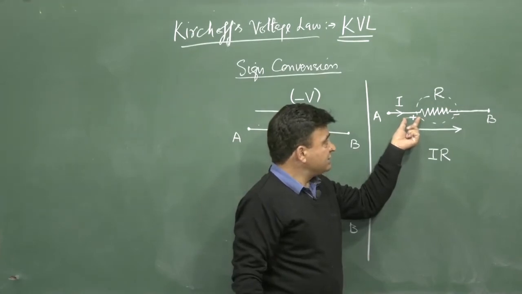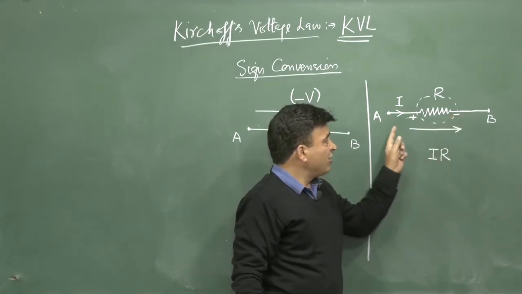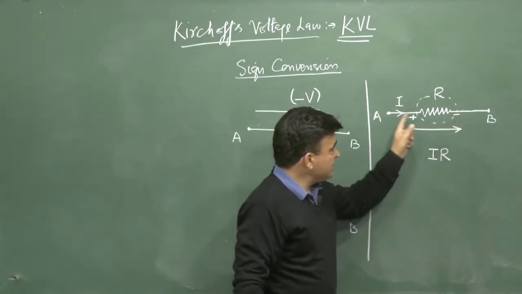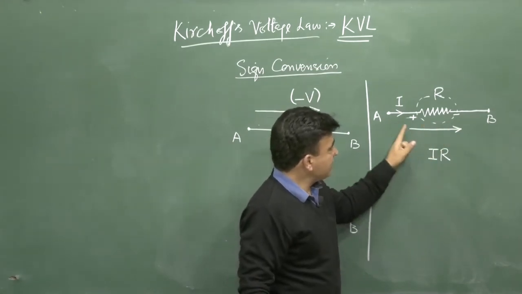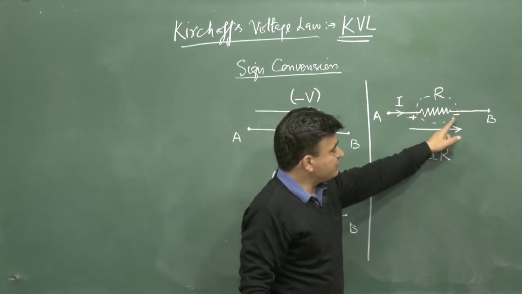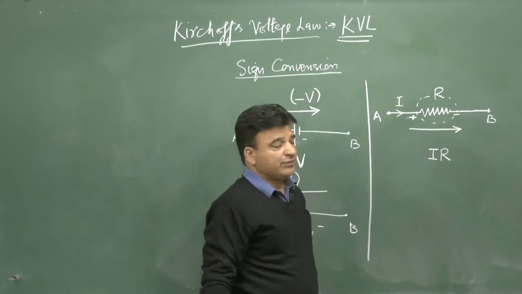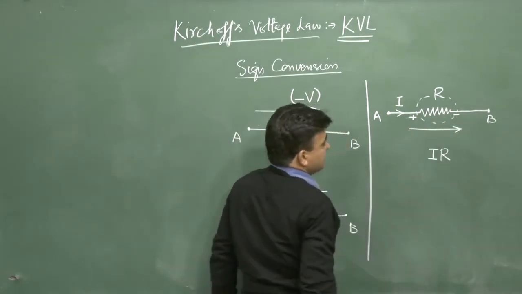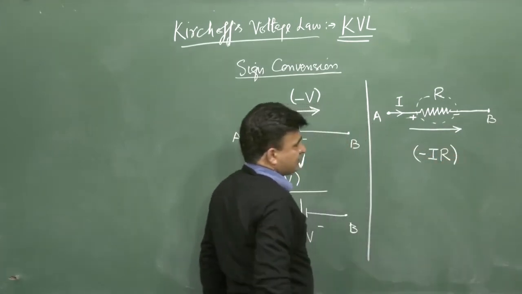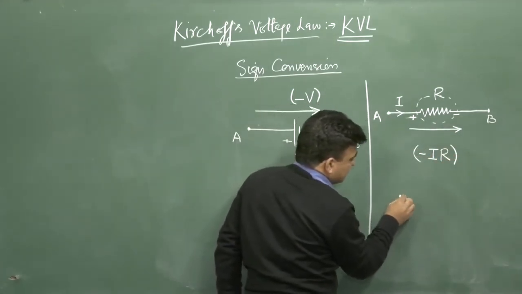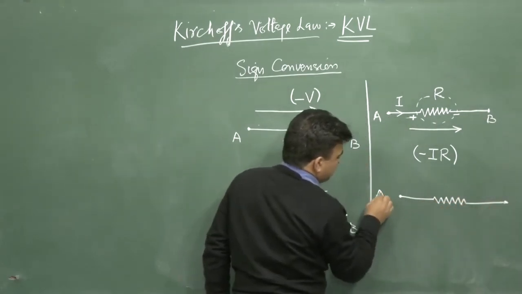Here, if this is positive, higher potential, and this is negative, lower potential, we are moving from A to B, that means in the direction of current. When we are moving from A to B in the direction of current, there is a voltage drop. We are going in the direction of decreasing potential. So if we are going in the direction of decreasing potential, then the potential drop IR will be taken as negative.